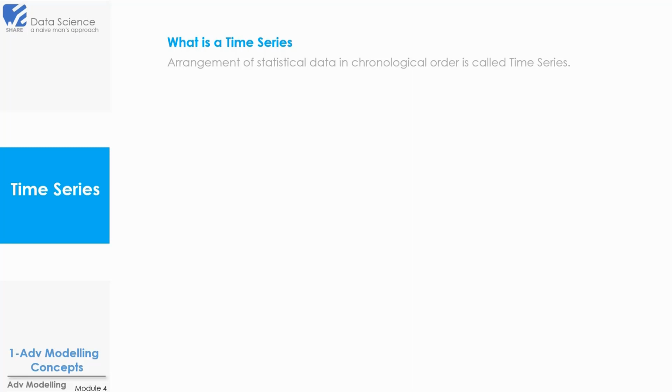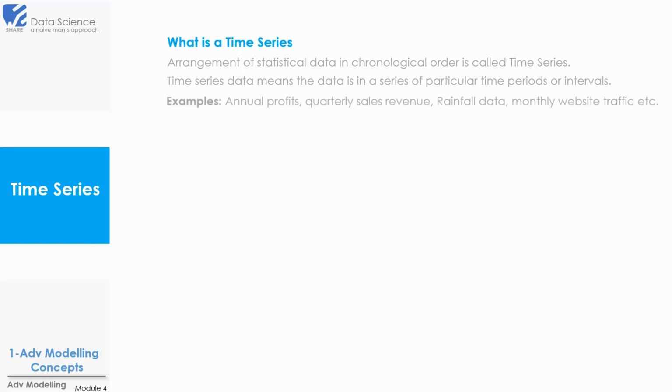So time series is the arrangement of statistical data in chronological order. Or in other words, time series data means the data is in a series of a particular time period or intervals. For example, annual profits, quarterly sales revenue, rainfall data, monthly website traffic, etc. are few examples of time series.